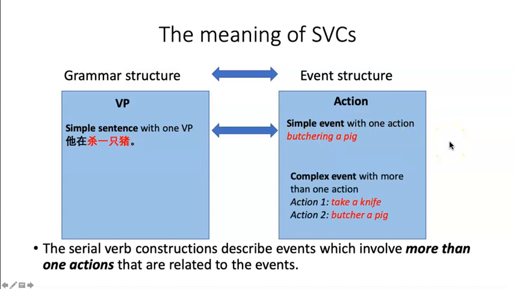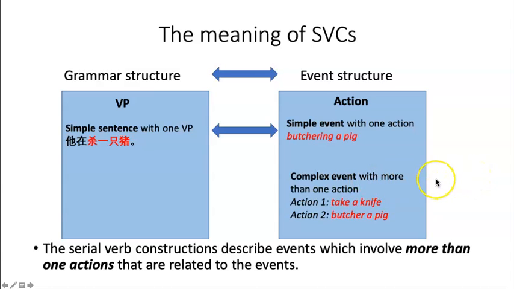Let's look at a complex event. A complex event usually involves more than one action. That's why we call it complex, meaning there is not only one action, but two or more actions involved in that event. Therefore, it is a complex event. For example, an event may involve taking a knife and then butchering a pig. These are the two different actions involved in the event.